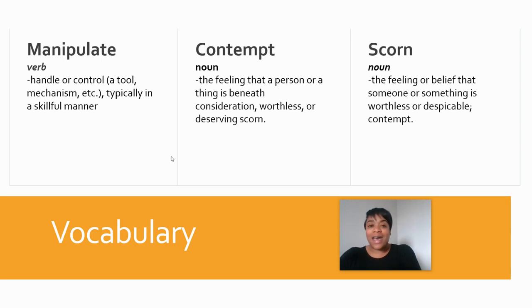I hope that you guys are encouraged and inspired to use these three vocabulary terms in your exit ticket or on your independent practice today.